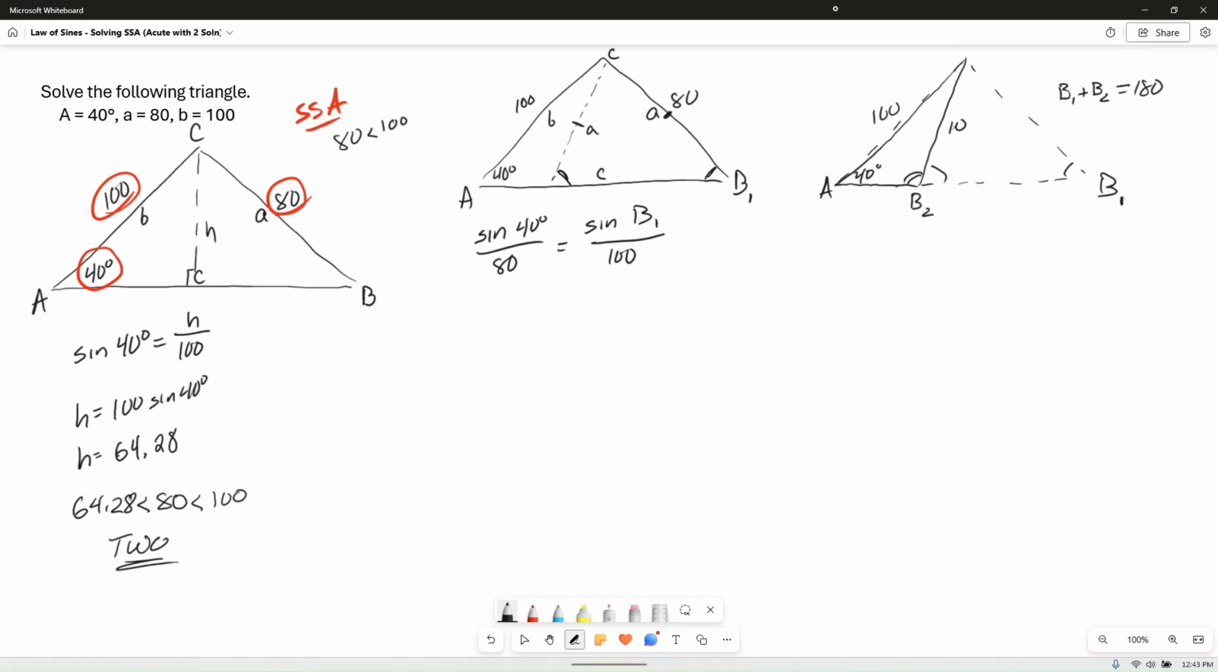So we're going to have 80 times the sine of B1 equal to 100 times the sine of 40 degrees. We divide over the 80, they cancel there, and then we're going to take the inverse sine. So B1 is going to be the inverse sine of 100 times the sine of 40 degrees over 80. And that gives us that B1 is equal to 53.46 degrees.